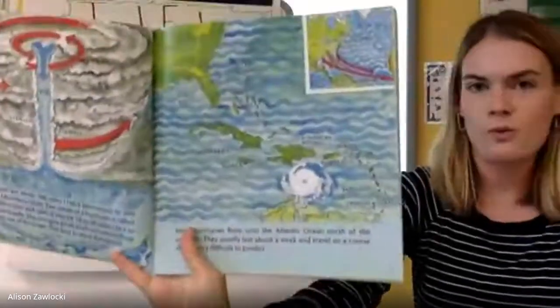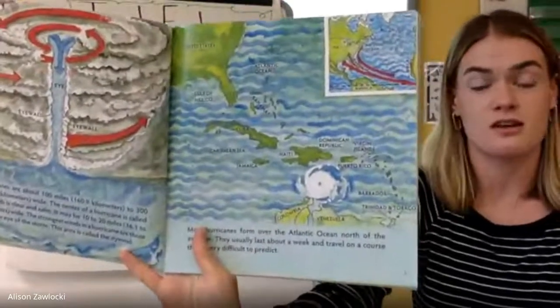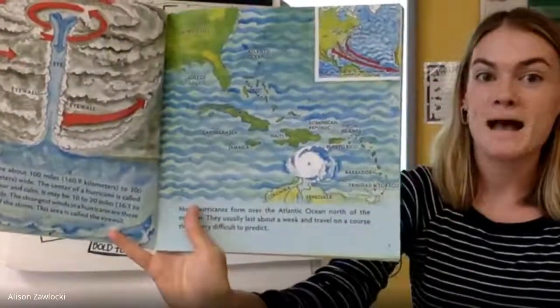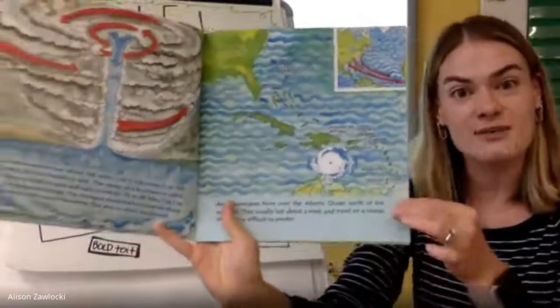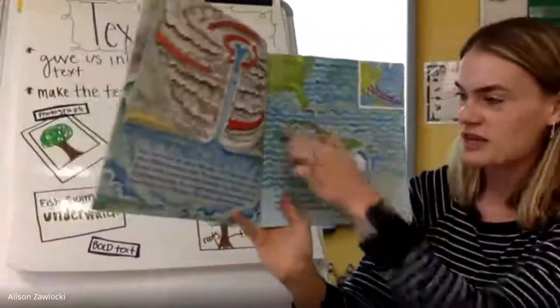Look here. What text feature do you see here? I see a map. Very good. It's a map. It tells us where something is in the world.